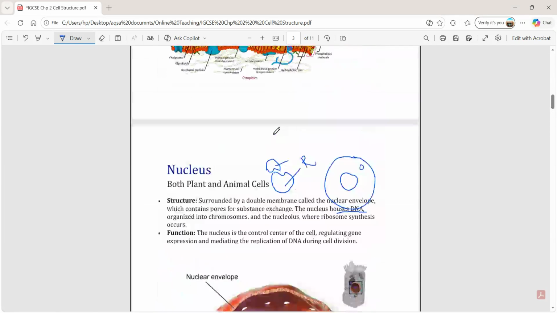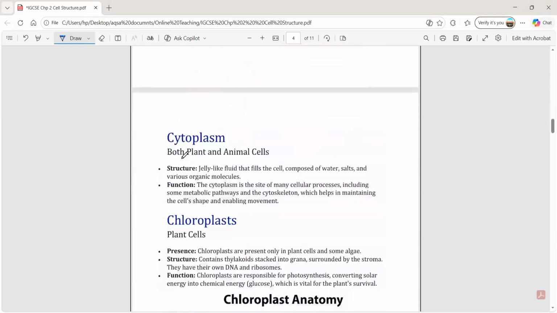Cytoplasm, as I told you, this is the cell membrane, this is the nucleus, and this central portion we call the cytoplasm. It is also present in both the animal cell as well as the plant cell. The main function of the cytoplasm is that most metabolic pathways occur in this cytoplasm. Then chloroplast.